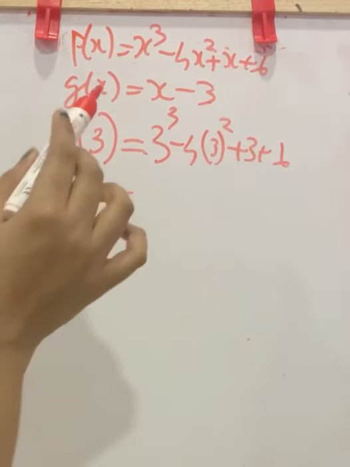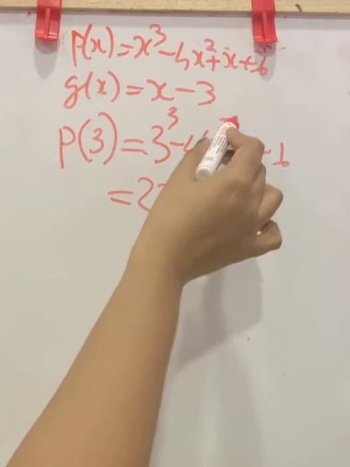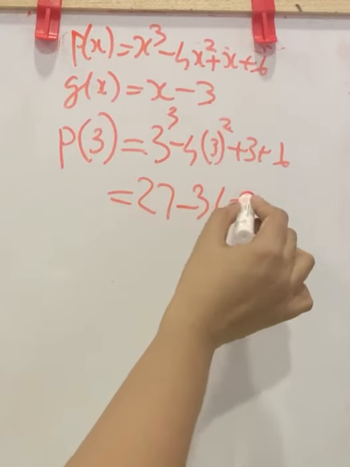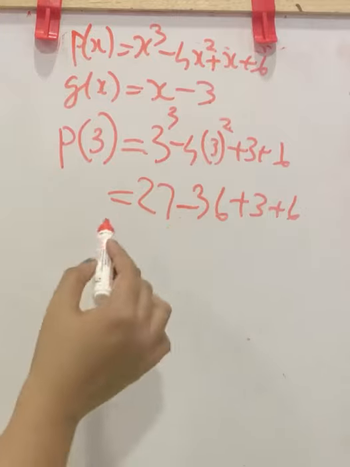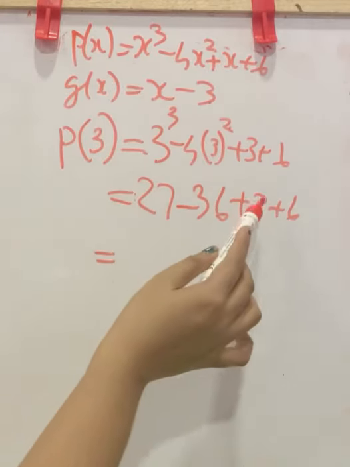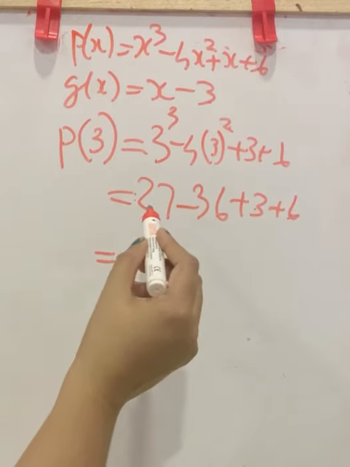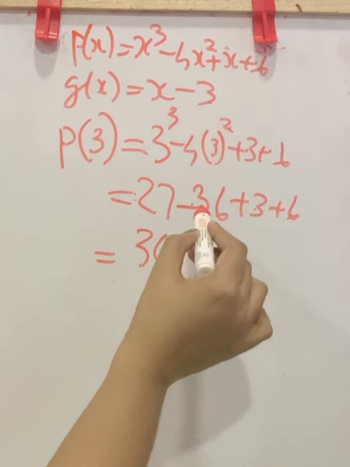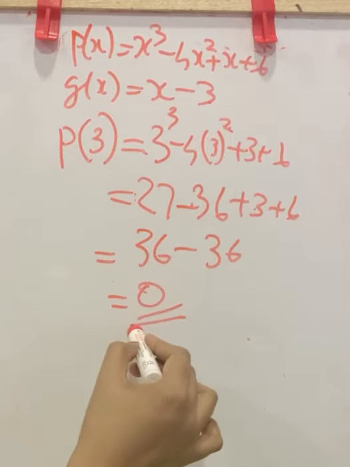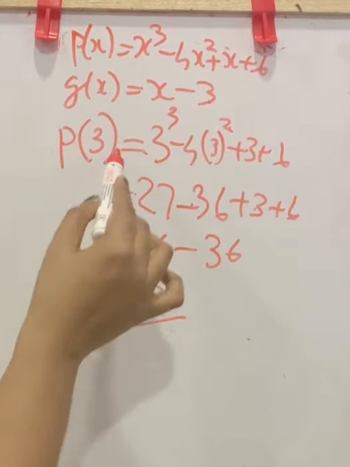3 cube is 3 into 3 into 3, that is 27. 3 square is 9. 9 4s are 36. Minus 36 plus 3 plus 6. Here it becomes, add all the positive values. 27 plus 3 plus 6, that is 36. Here there is minus 36. 36 minus 36 is 0. Yes, we got p of 3 is 0.